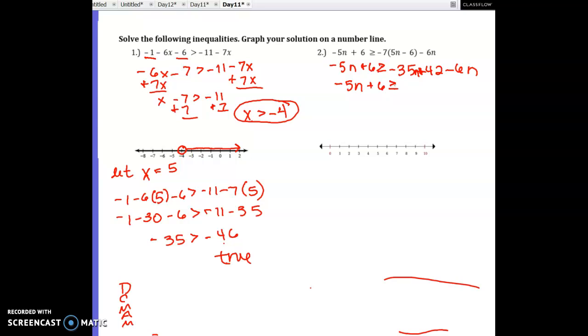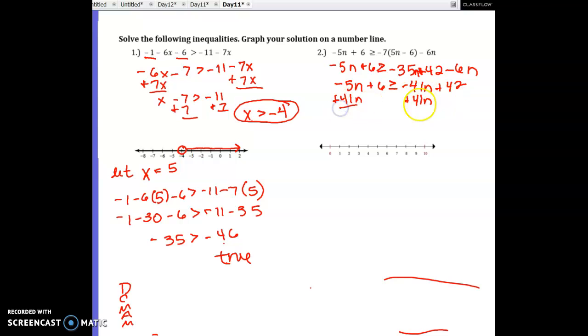Okay guys, moving on to the next example, you can see I've already distributed. So I've got -5n plus 6 is greater than or equal to -35n plus 42 minus 6n. When I combine my like terms, I've got -5n plus 6 is greater than or equal to -41n plus 42. Okay, and then I'm going to add my 41n to move the variable.